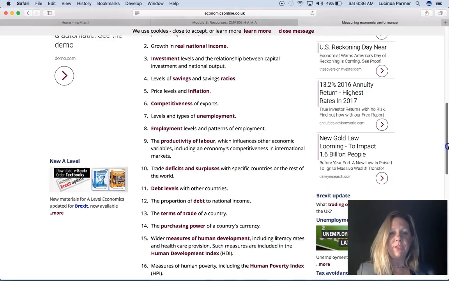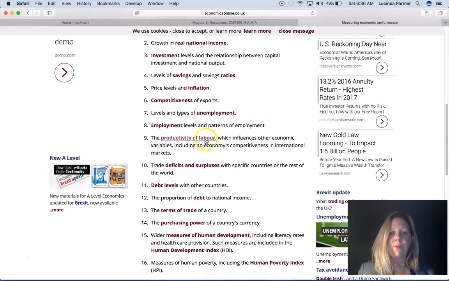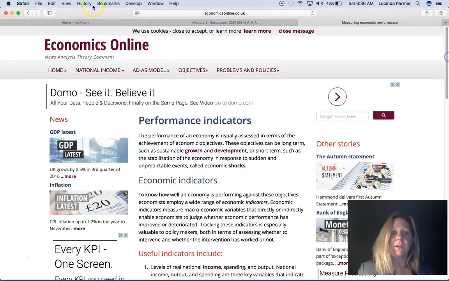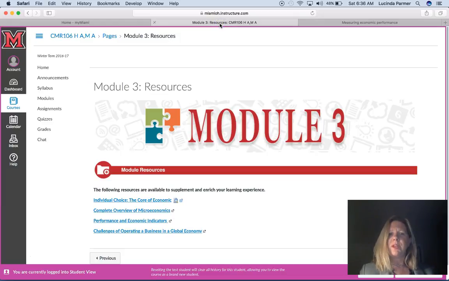Price levels and inflation, types and levels of unemployment, the debt levels. These are all performance indicators of countries. Some of them are going to be more specific to the U.S., but the majority of them are global indicators.